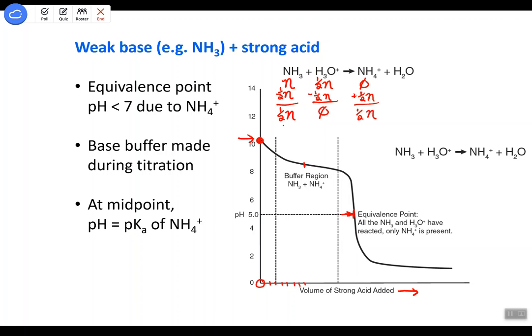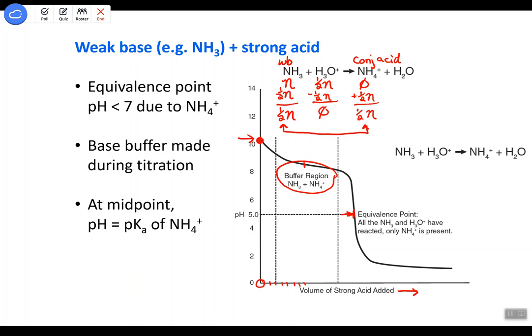At this point, I can analyze what I have floating around inside my Erlenmeyer flask in my solution. I have some weak base, and I have some conjugate acid. By definition, this is a buffer solution. This region right in here is defined as the buffering region on our titration curve.